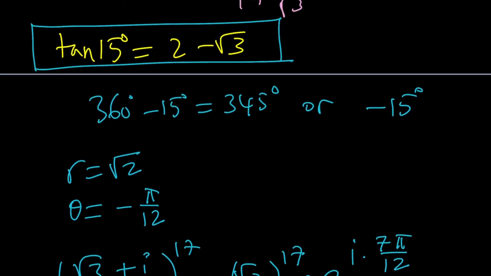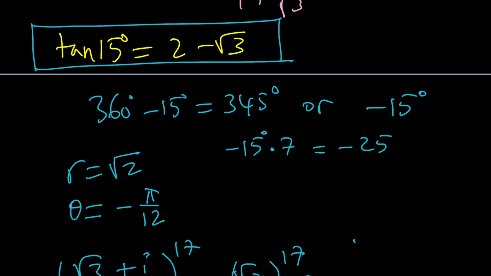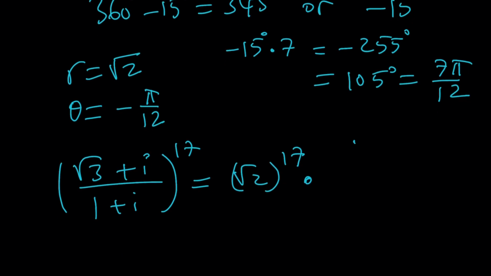Now, here's what we do. We have negative 15 degrees. Let's multiply negative 15 degrees by 17. That actually gives us negative 255 degrees. If you add 360 to it, you're going to get 105 degrees, which is 7 pi over 12. Make sense? That's how I got it. I just wrote it there. I don't know what I was thinking. e to the power i times 7 pi over 12. So that is our argument multiplied by 17.